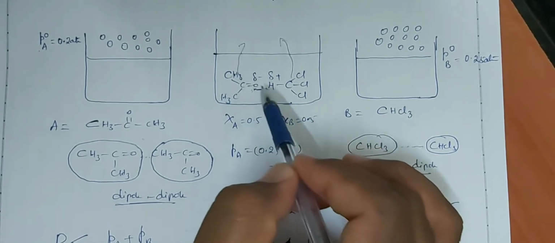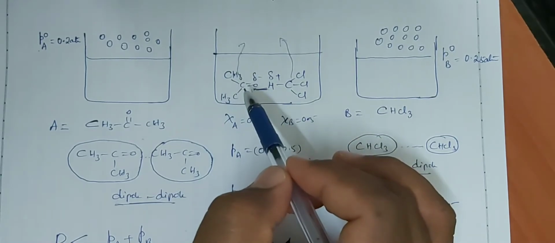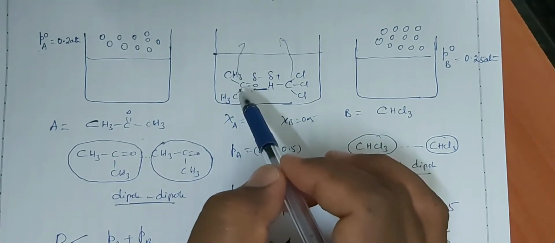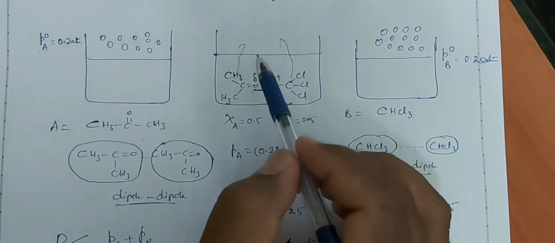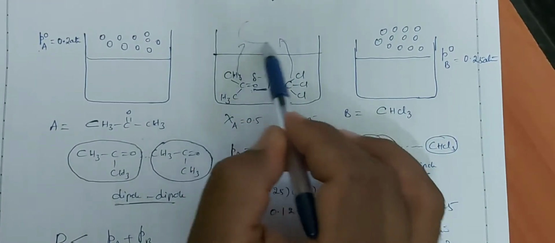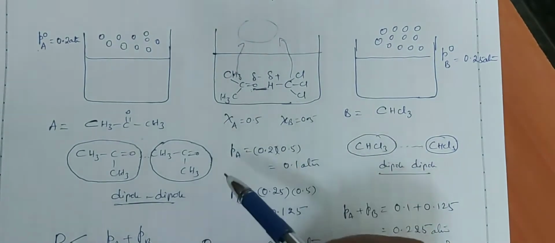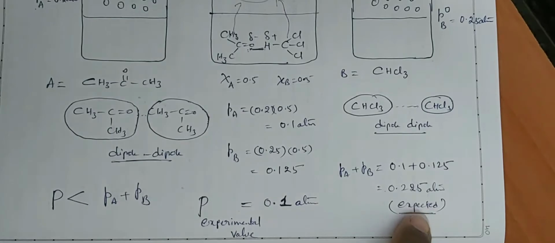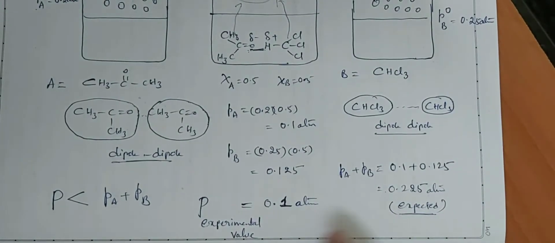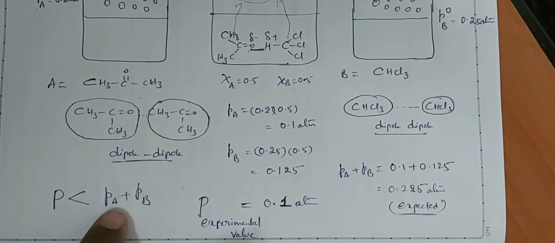Suddenly it is formed between the molecules after mixing, after the formation of the solution. Because of that, fewer molecules are entering into the gaseous state. Because of that, less vapor pressure is observed. That means P experimental is less than the expected Pa plus Pb. So I wrote P is less than Pa plus Pb.